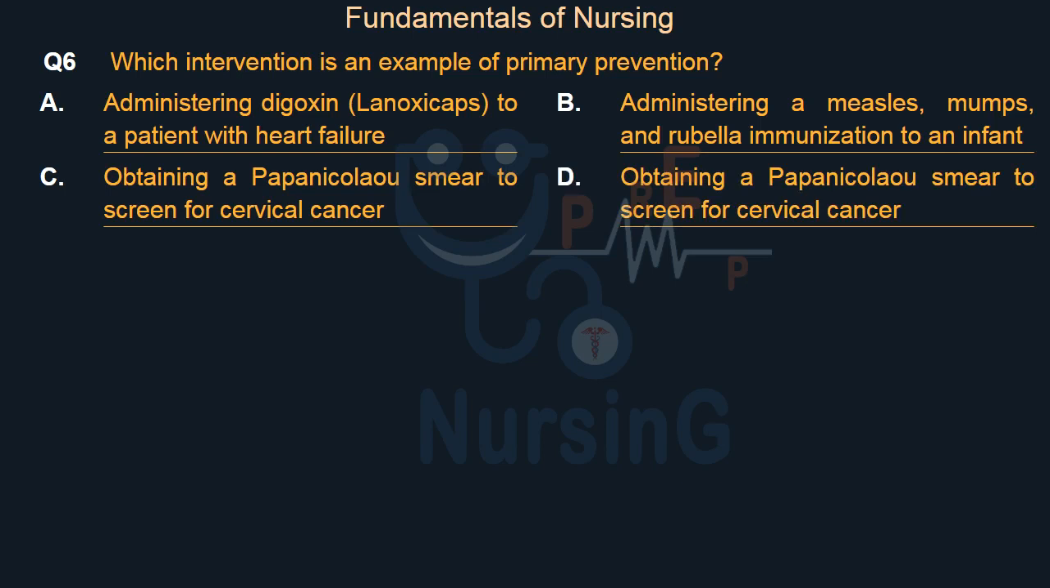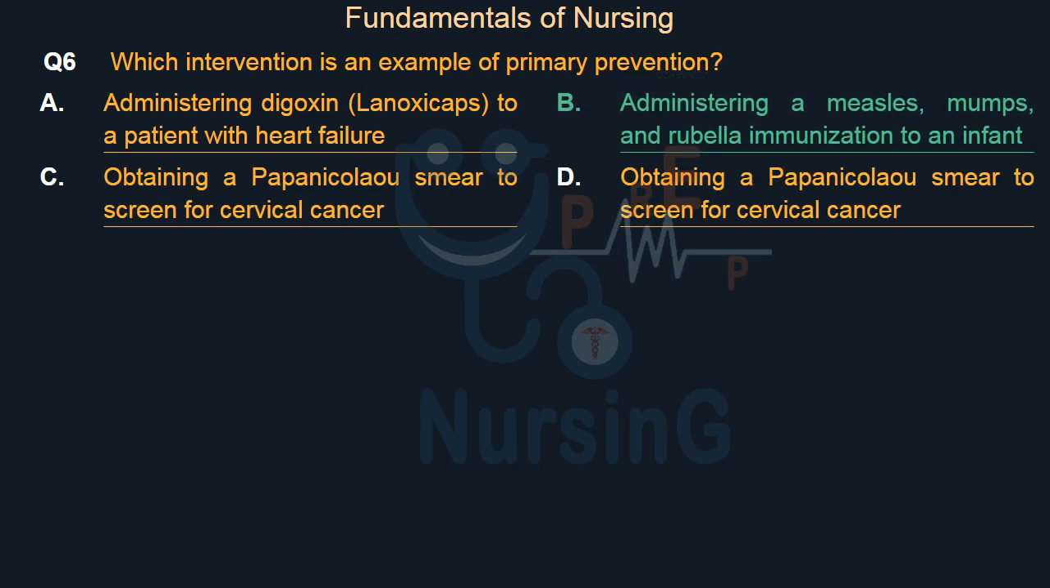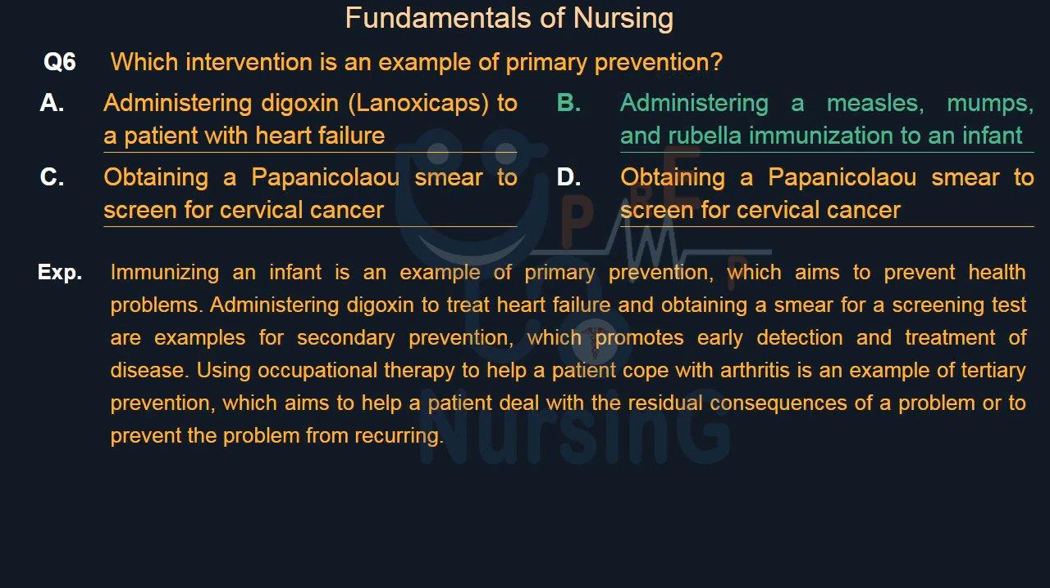Right answer is Option B. Administering a measles, mumps, and rubella immunization to an infant. Immunizing an infant is an example of primary prevention, which aims to prevent health problems.